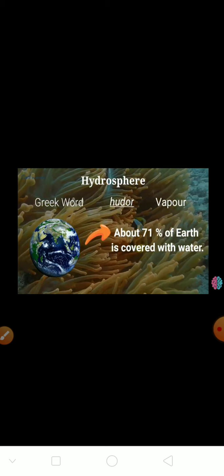Oceans are a great source of food and mineral wealth. Oceans are not only important for trade and transportation but also help in moderating the climate of coastal areas.